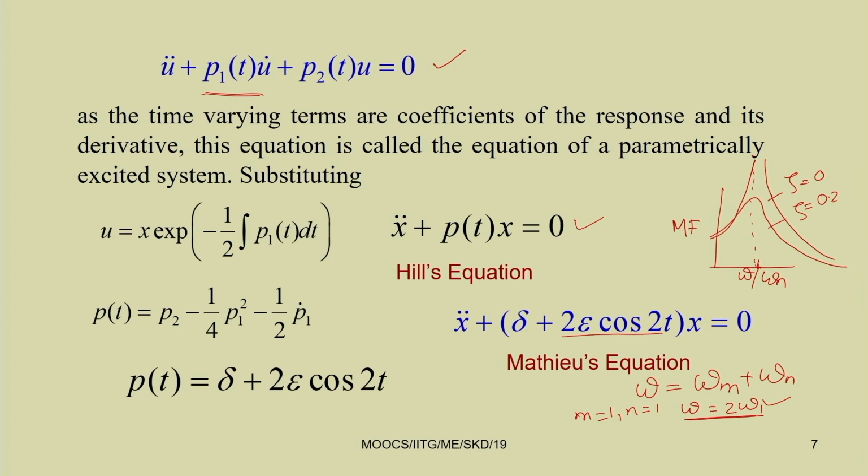When m is not equal to n, we will have combination parametric resonance. For example, m equal to 1, n equal to 2. In that case we will have the combination parametric resonance of the first and second mode of sum type. We can have a difference type also, so we may have a minus sign here. Taking m equal to 2 and n equal to 1, we will have omega equal to omega 2 minus omega 1. In that case we will have combination parametric resonance of difference type.